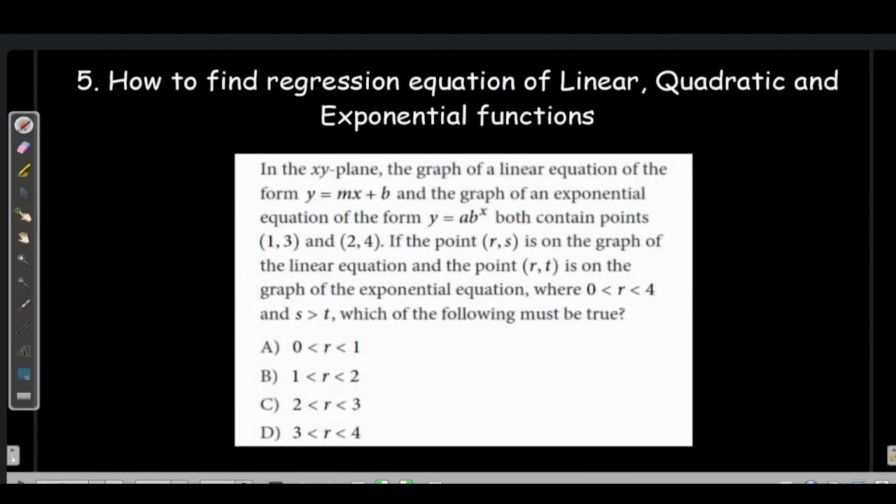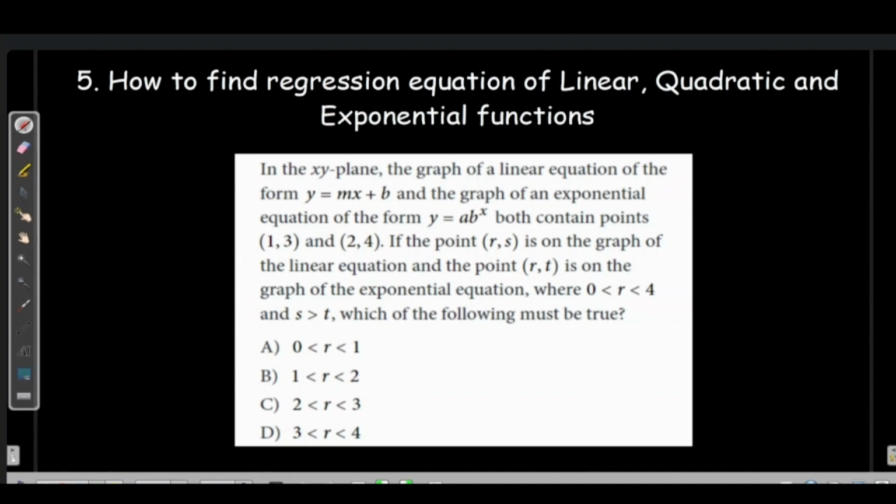Right, the last trick that we have is how to find the regression equation of basically any function. I have written linear, quadratic, and exponential because these are primarily tested in SAT. But honestly, even if you are doing some other course like calculus or pre-calculus, this trick can be used. I mean, the Desmos provided is allowed, so you can use it over there. But okay, if you read the question, in the xy plane, the graph of a linear equation of the form y equals mx plus b, which is linear, and the graph of the exponential a b raised to x, both contain points 1, comma 3 and 2, comma 4.